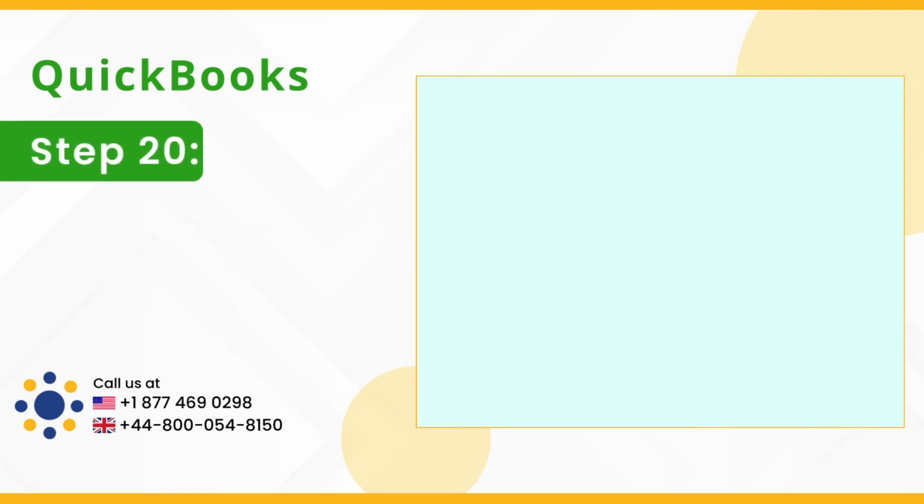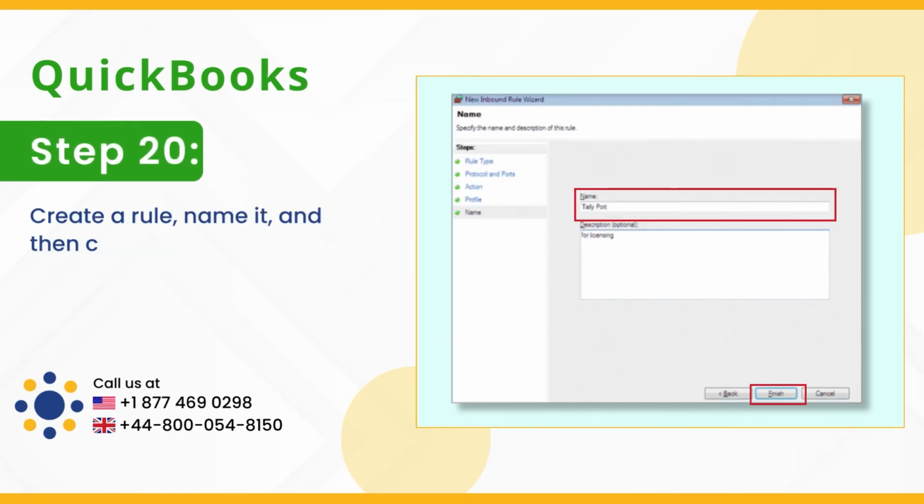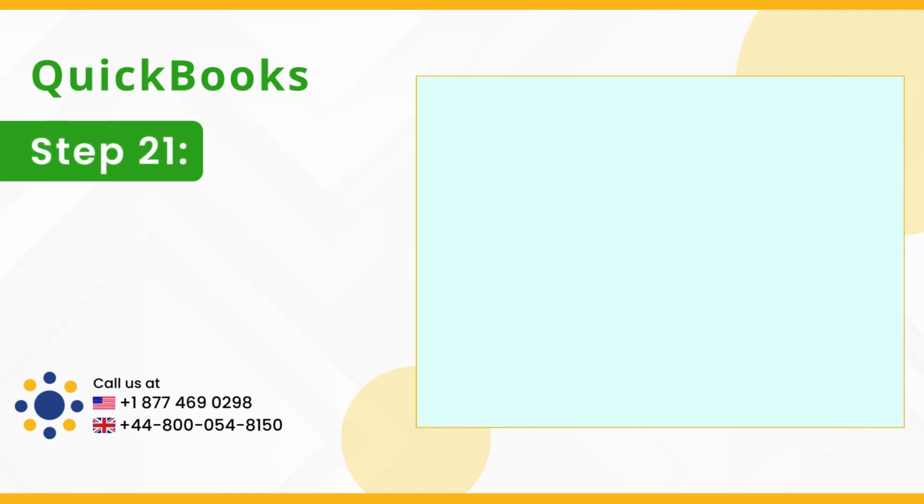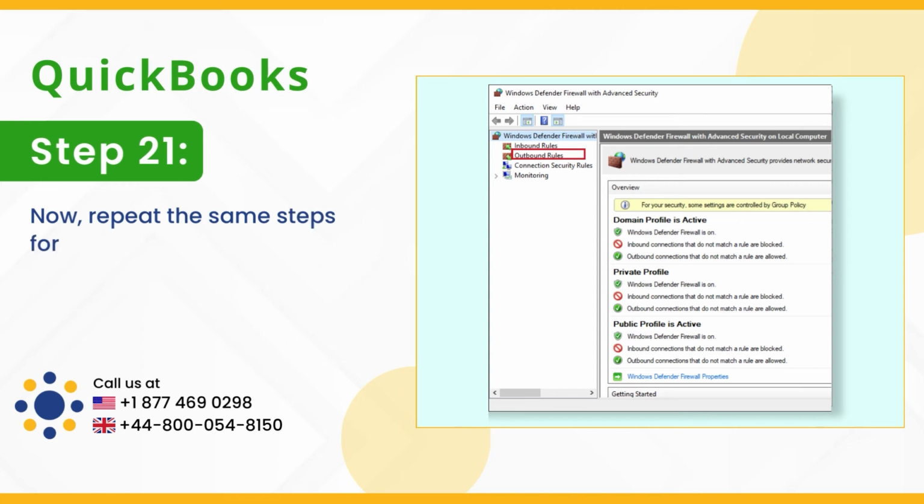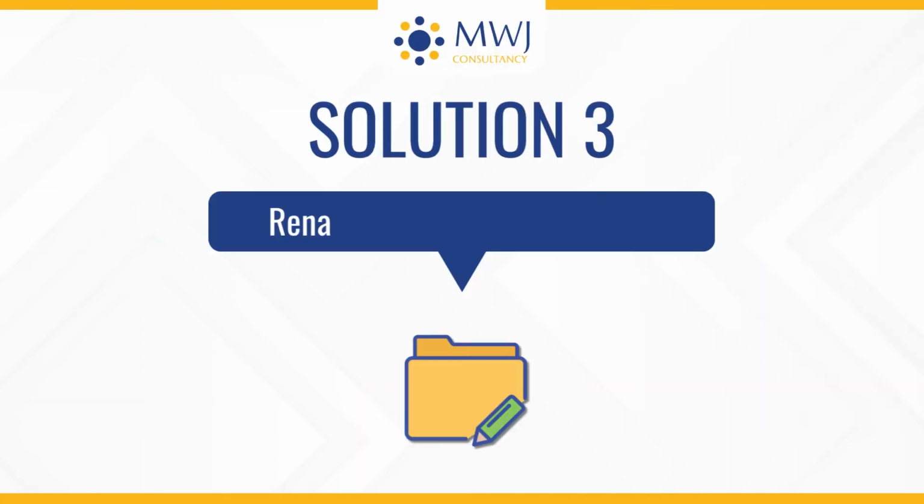Step 20. Create a rule, name it, and then click on Finish. Step 21. Now, repeat the same steps for outbound rules. Solution 3. Rename the .nd and .tlg files.